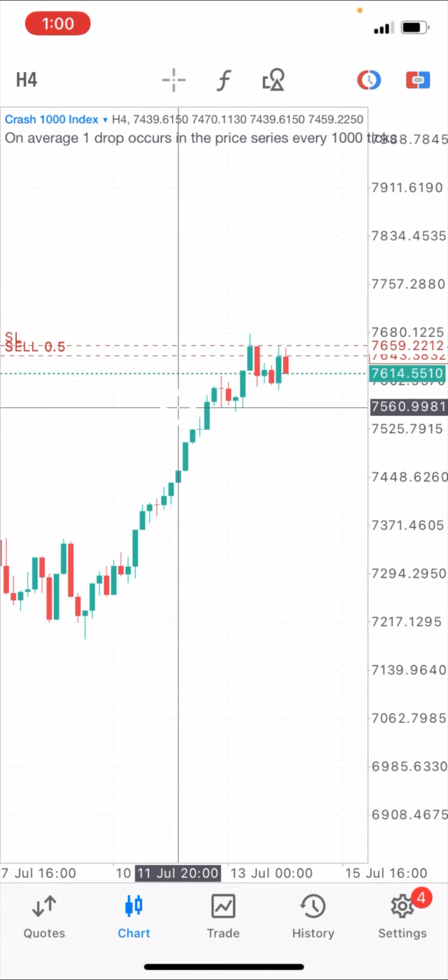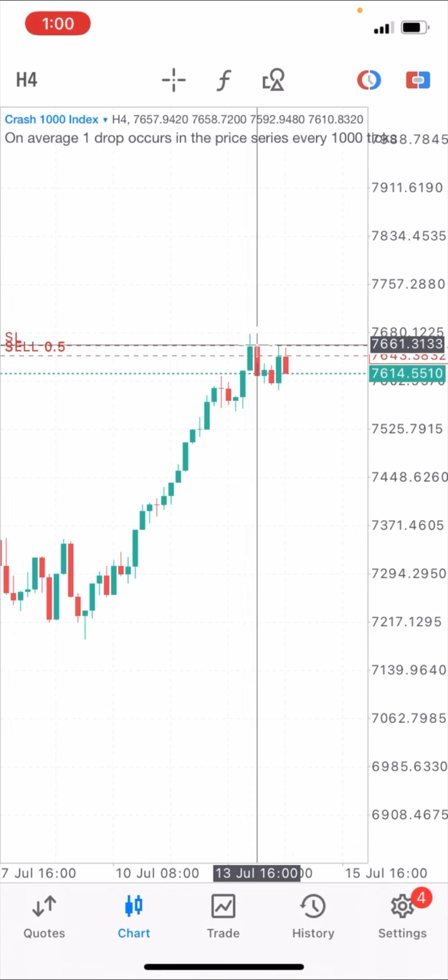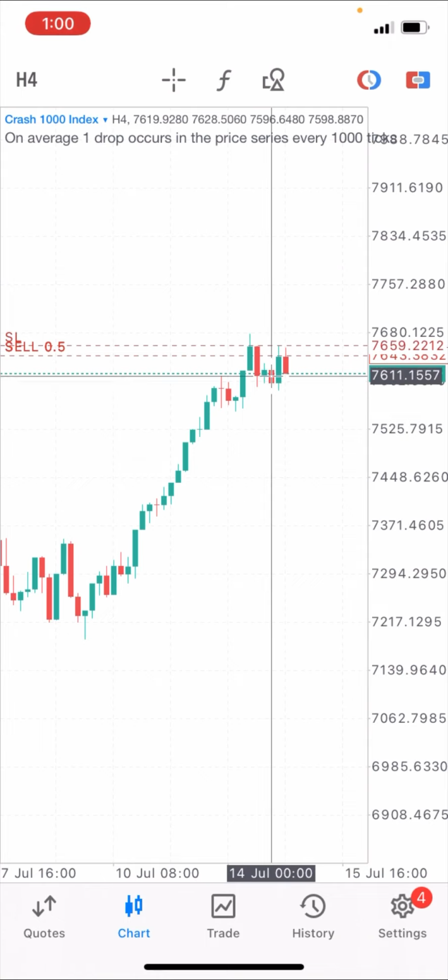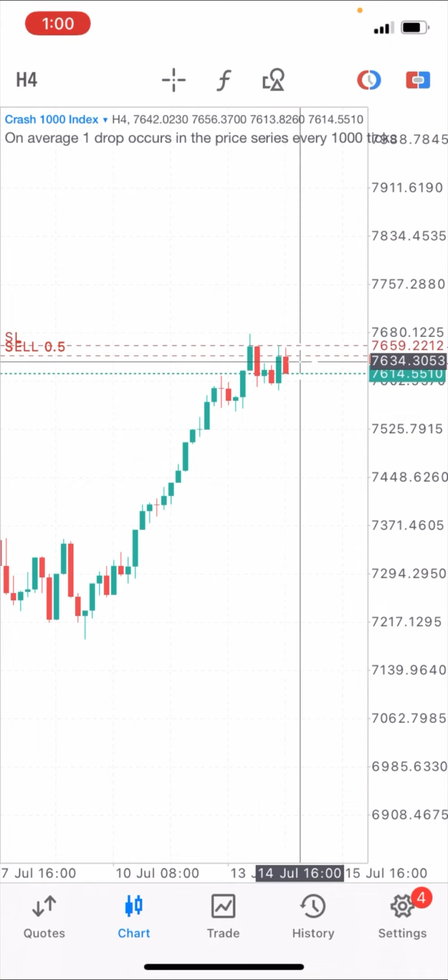I'm trying to show you guys, okay, here. So price had come to this level and reversed. All right, it pushed back to that level and started reversing again. Now this was happening on the 4 hours time frame, or this is happening on the 4 hours time frame.